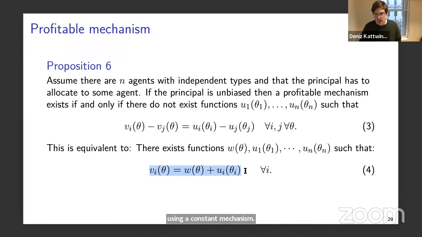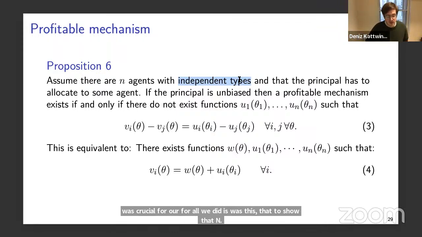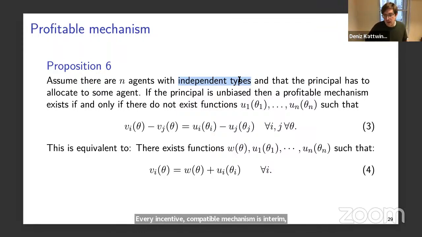This is this proposition. And then finally, I'm almost out of time. Maybe one remark on that. Why do we need independence here? With independence, what we showed before was crucial for all we did: to show that every incentive compatible mechanism is interim constant. With independence, this is true for n larger than 2.